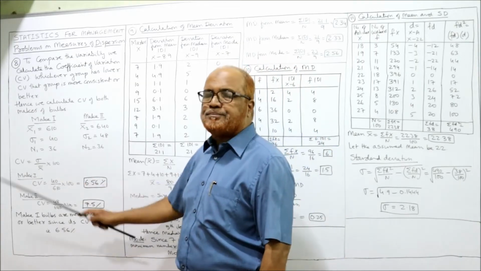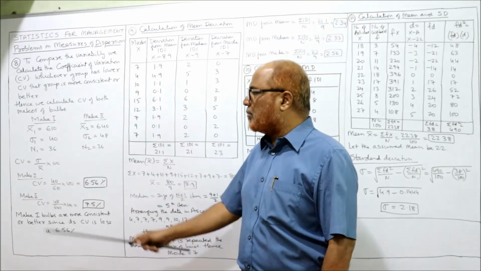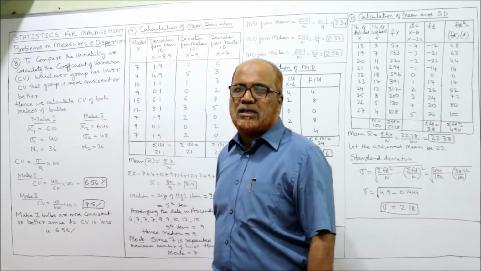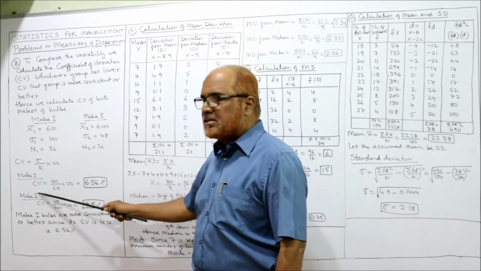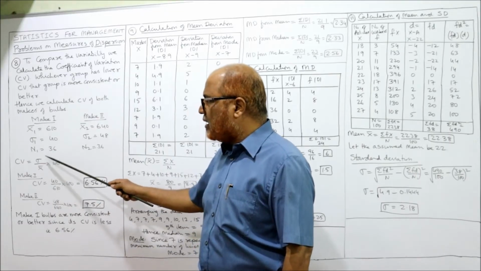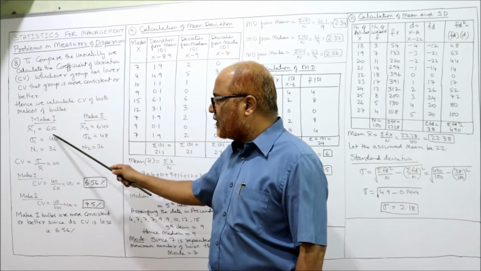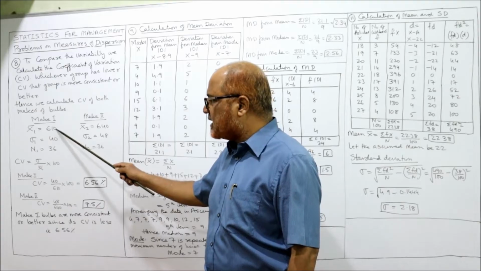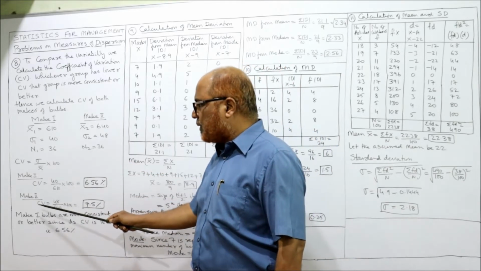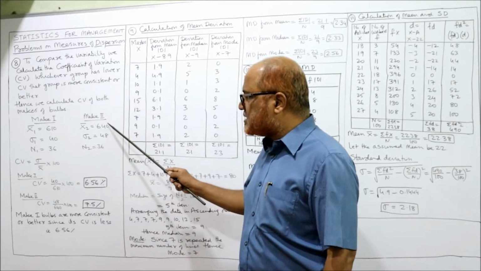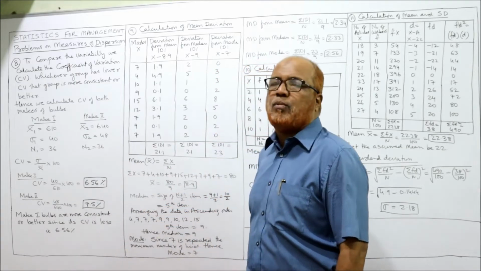Now the CV formula. Coefficient of variation formula is sigma by x bar into 100. Now everything is given in the problem. Make 1 bulb CV is equal to sigma, how much is the sigma here? 40. 40 divided by 610 into 100, that is 6.56. Similarly, make 2 bulb CV is equal to 48 by 640 into 100, that is 7.5.